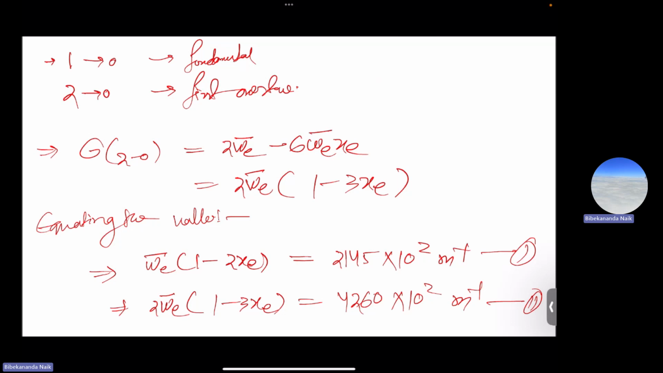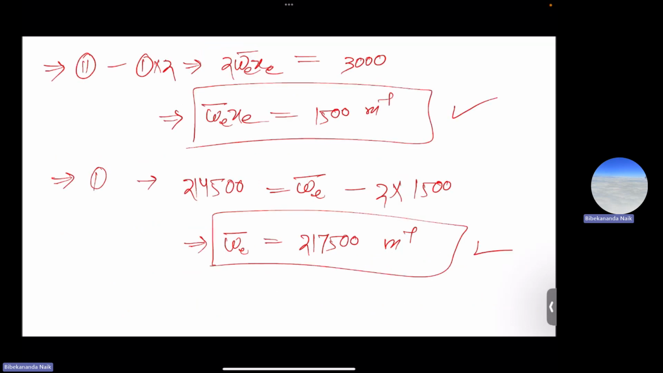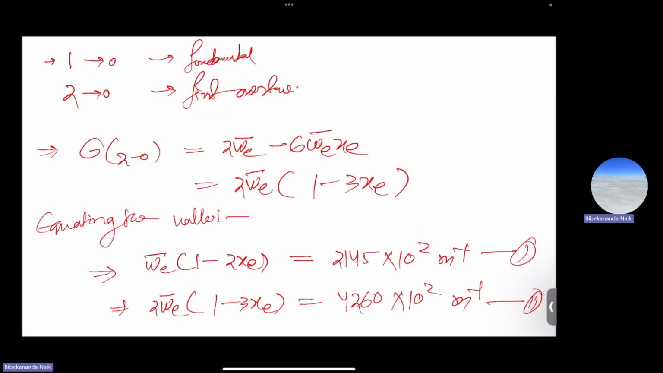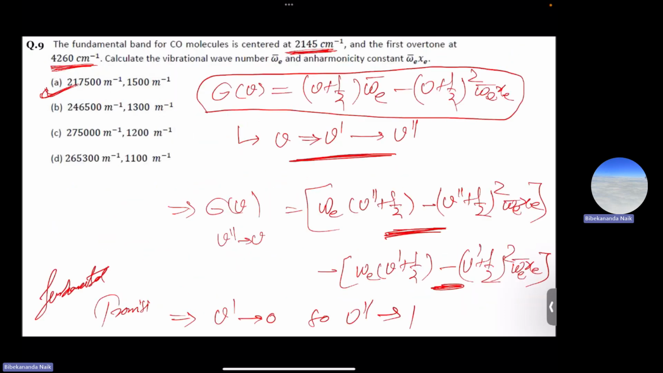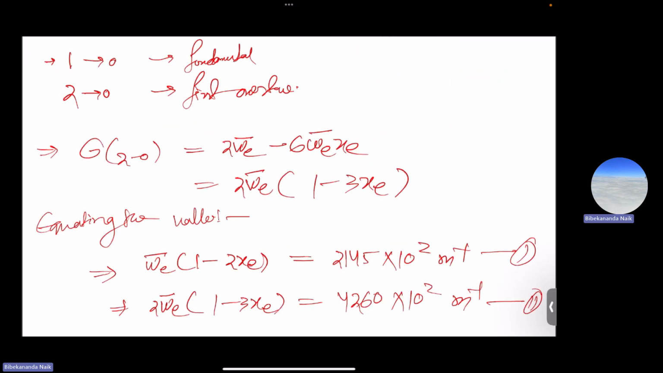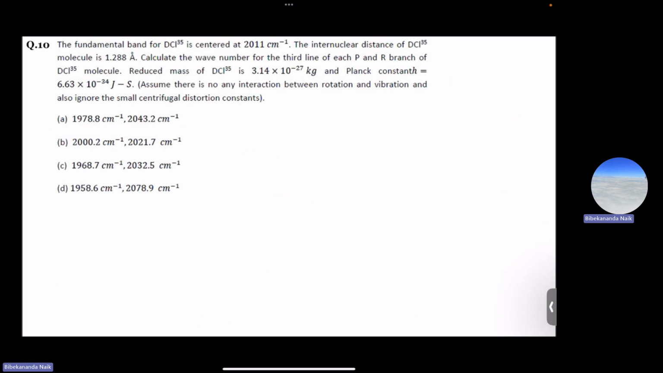If you solve these two equations for the two unknown quantities omega e and omega e xe, we find omega e is this one and omega e xe is 1500 meter inverse. So these are the correct answers for the unknown quantities, and the correct option will be option A. I hope this is clear to you now. Then we'll proceed to the last question of the day.